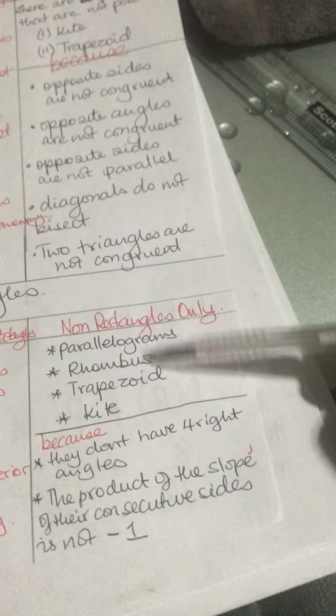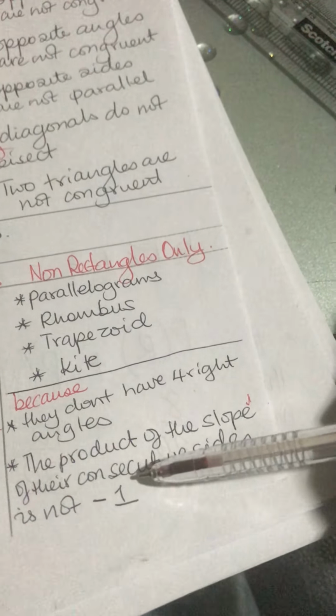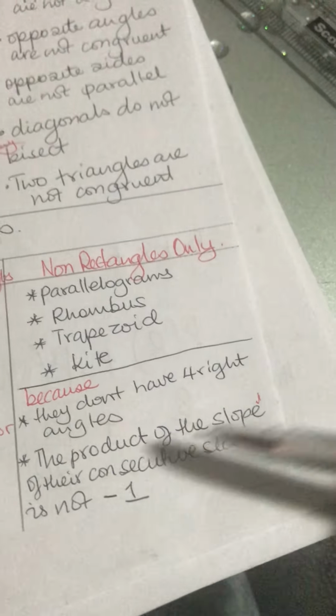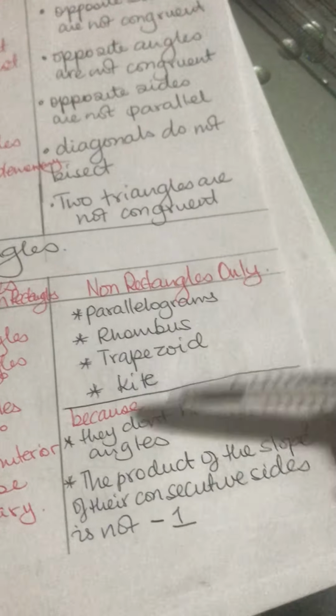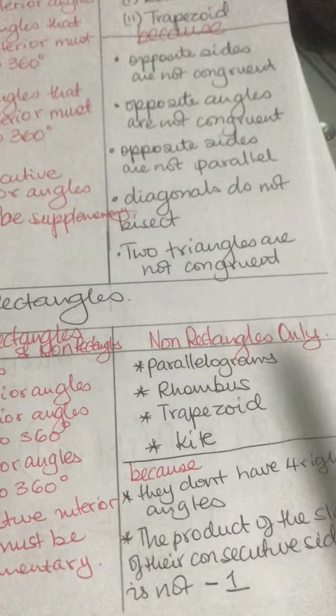Why are these non-rectangles? They don't have 4 right angles. The product of the slopes of the consecutive sides is not -1. These are the 2 reasons that make these not rectangles. Okay? Now we move on.